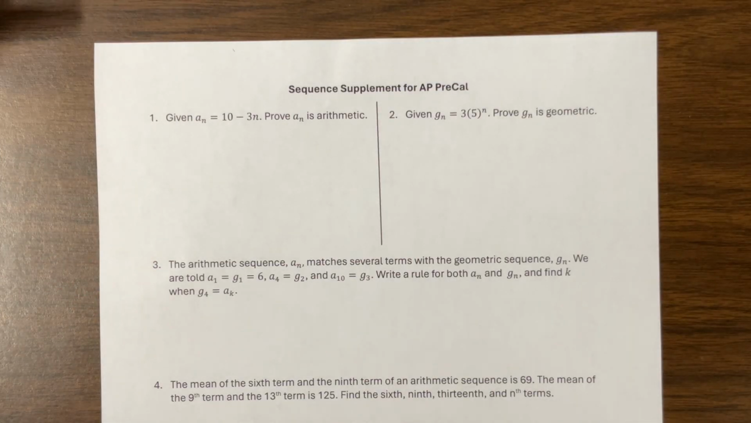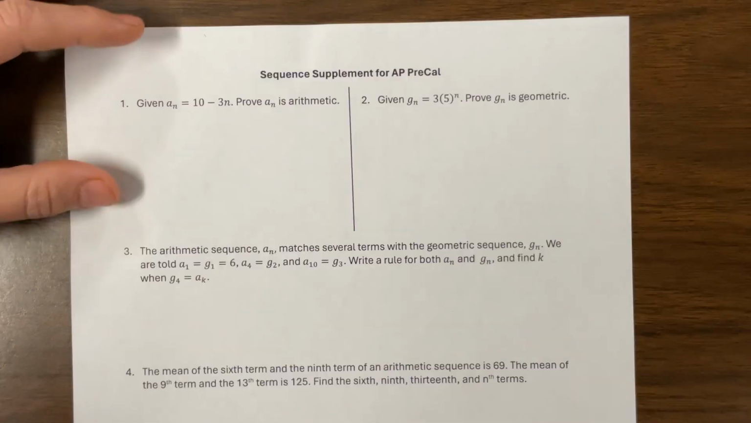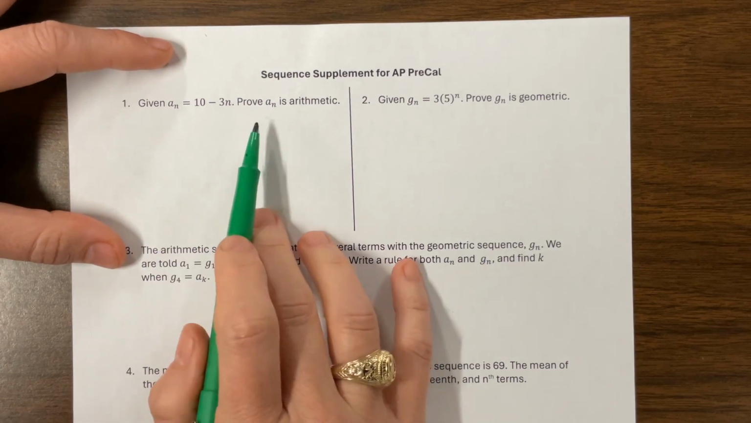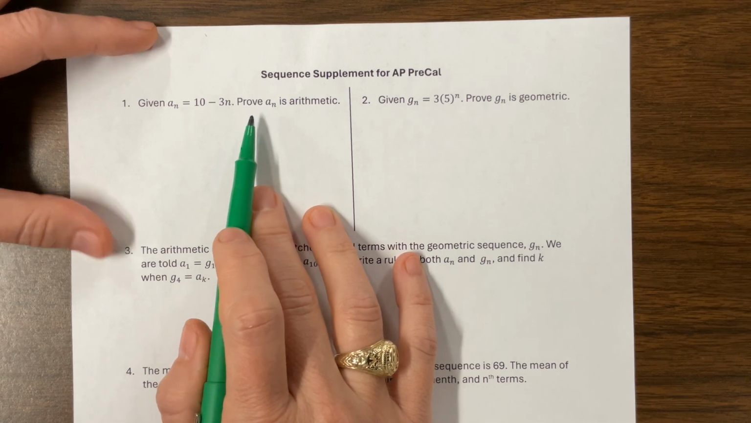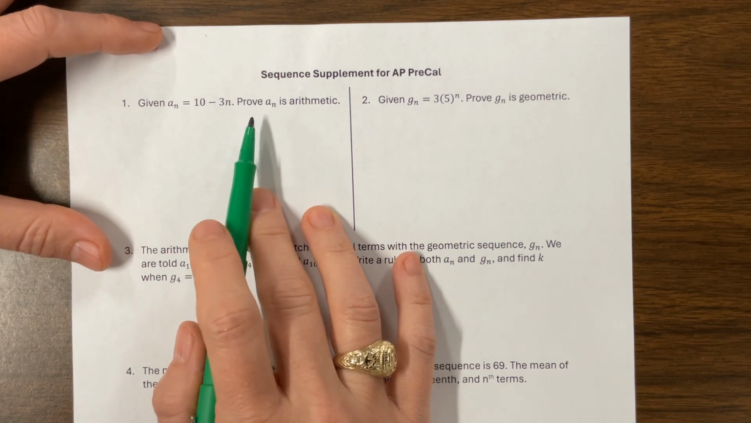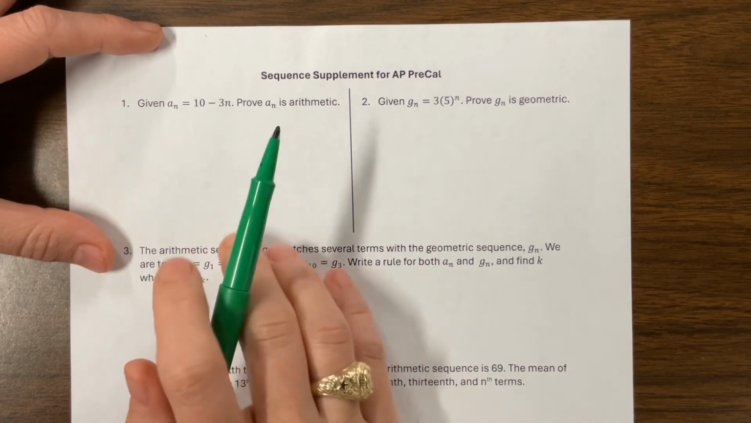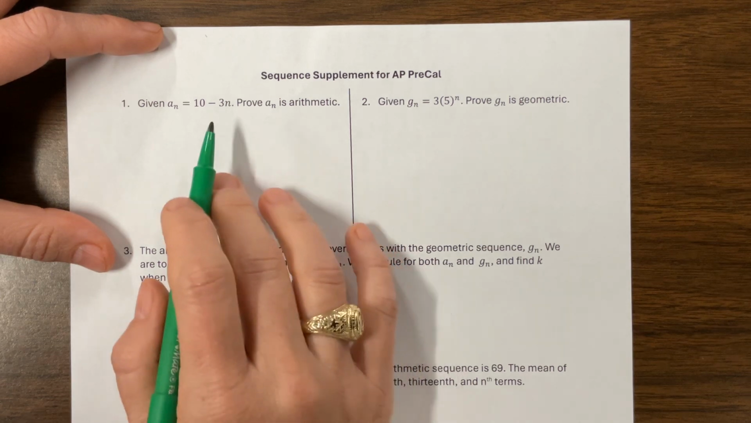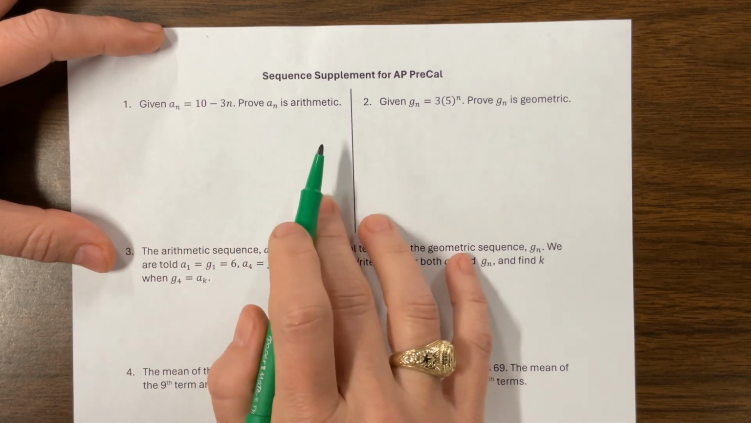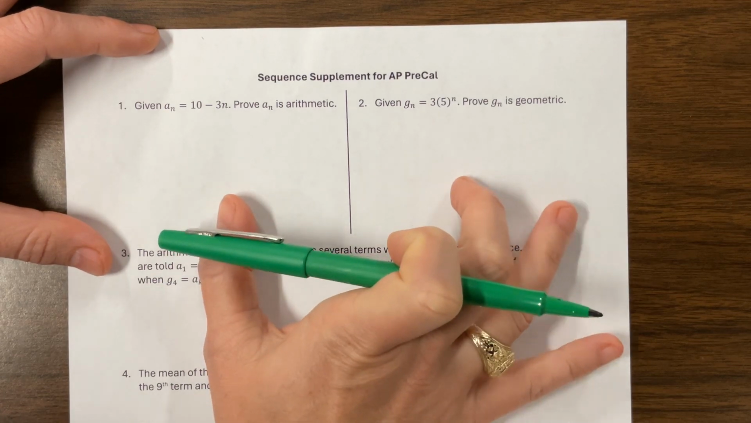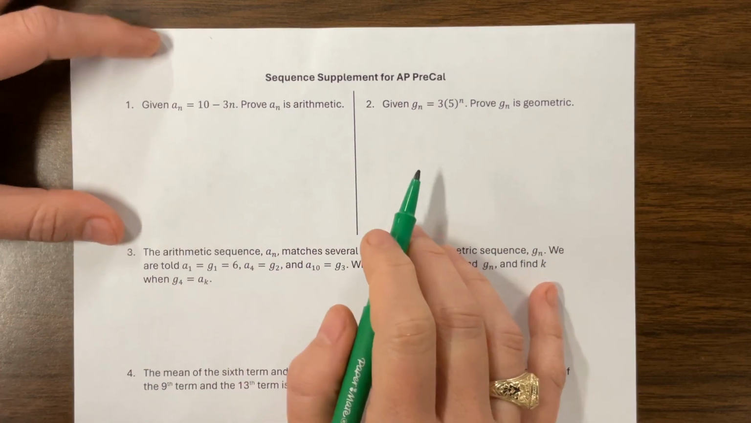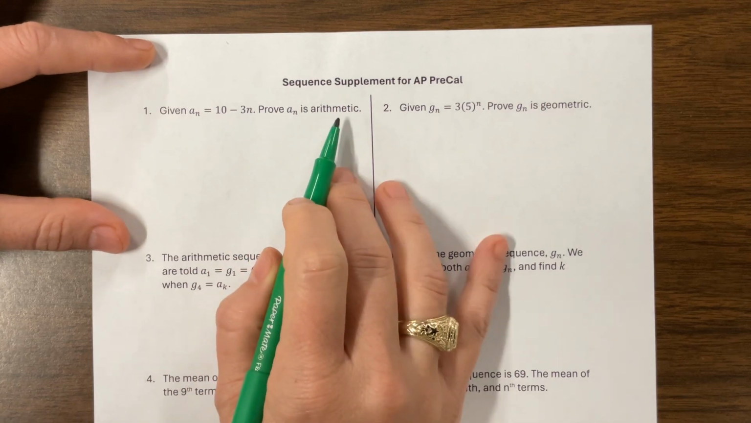I may not do all of these practice problems, but I wanted to do a little bit of it. First of all, anytime they tell us to prove something, you can't just plug in a value and show that it's true for a particular situation. You have to prove it's true for all situations. So with both of these, when they say prove that it's arithmetic or prove that it's geometric, you are proving for every case.